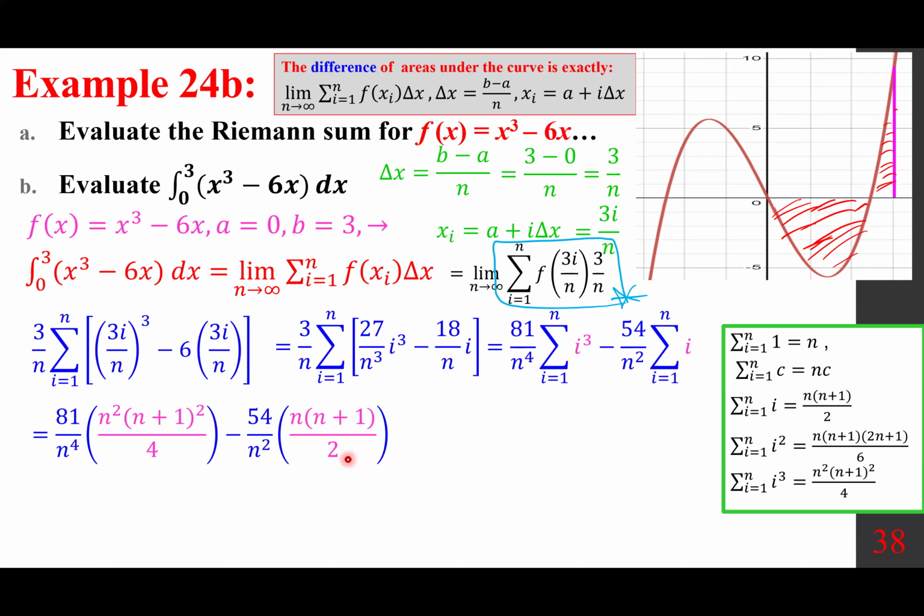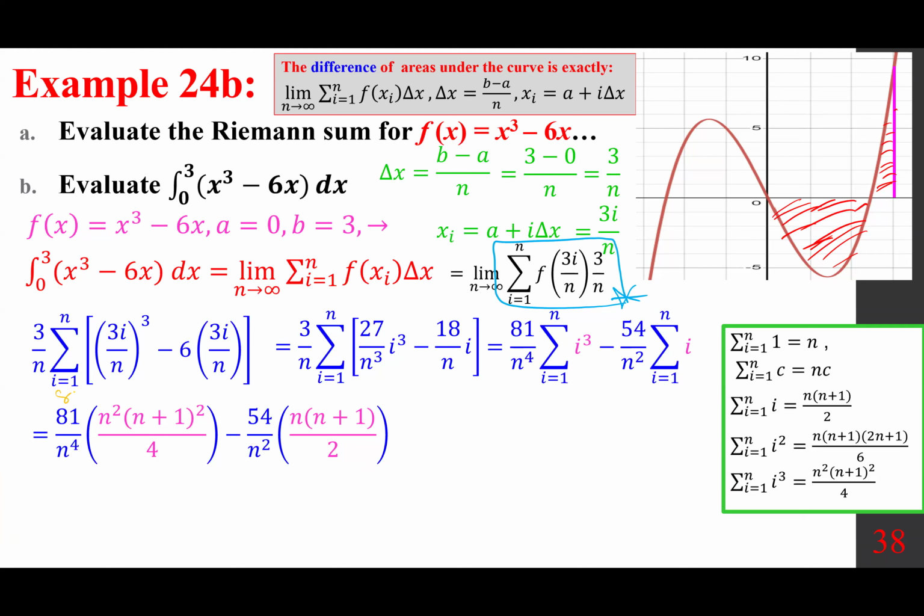Now we're going to simplify this as follows. Class, please understand this is n squared, this is n squared, so it's 81 n to the power of 4 over 4 n to the power of 4. The very first term is 81 n to the power of 4, and the rest have smaller exponent for n. This one, 54 n squared, and the rest of them have smaller exponent.